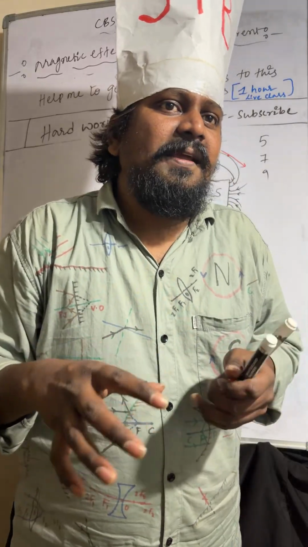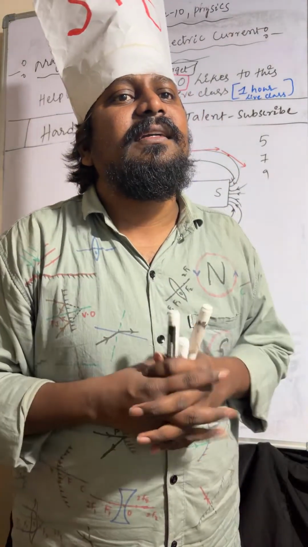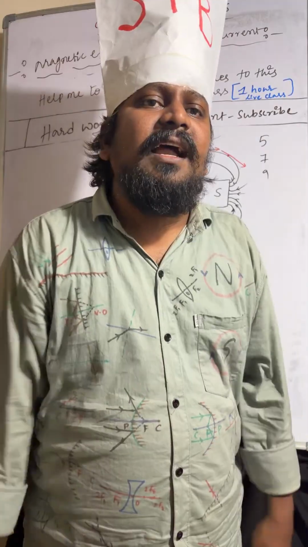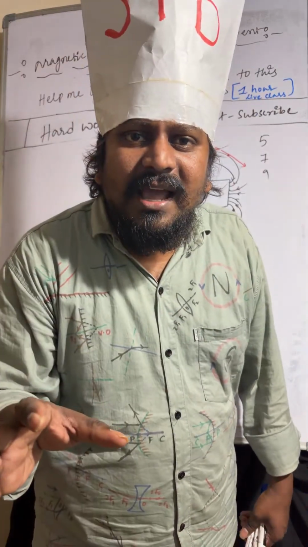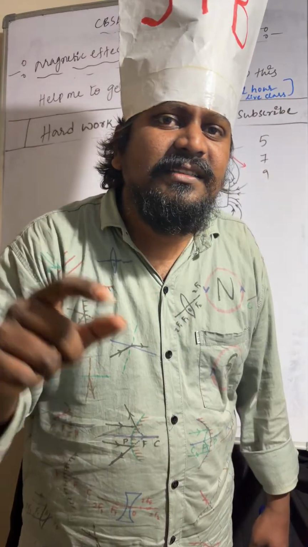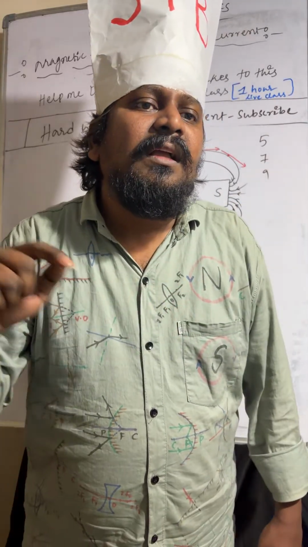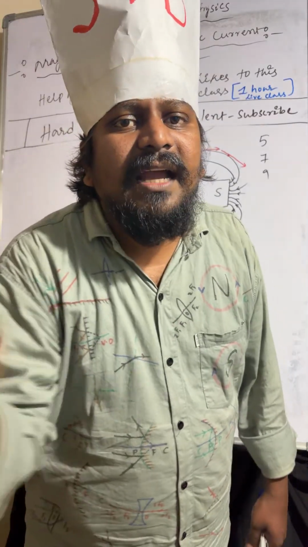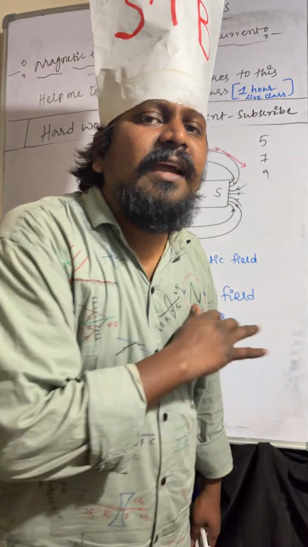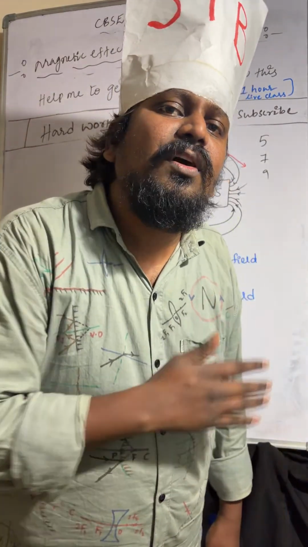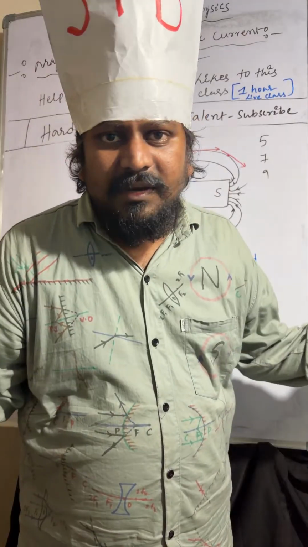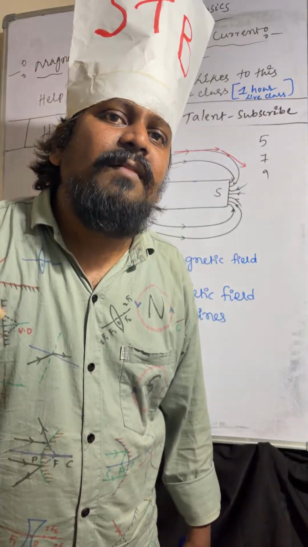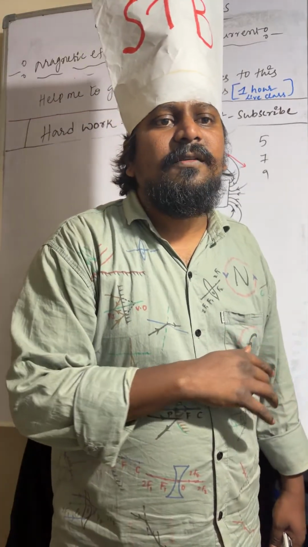We can identify the magnetic field direction at that particular point. What do we know? Outside of the bar magnet, the magnetic field is north to south. Inside of the bar magnet, it is south to north. Outside of the bar magnet is north to south. Inside of the bar magnet is south to north.